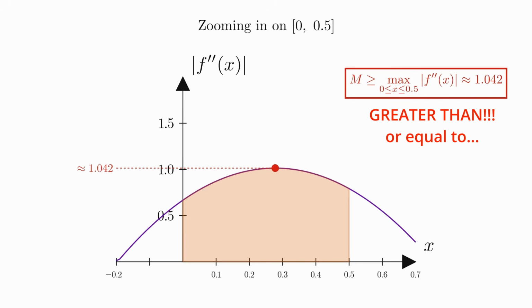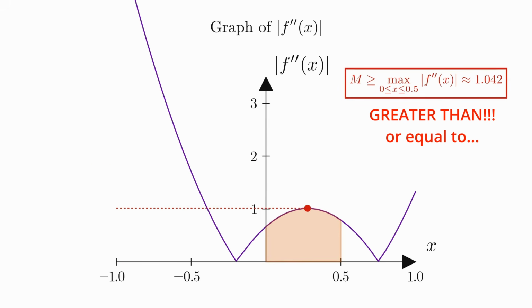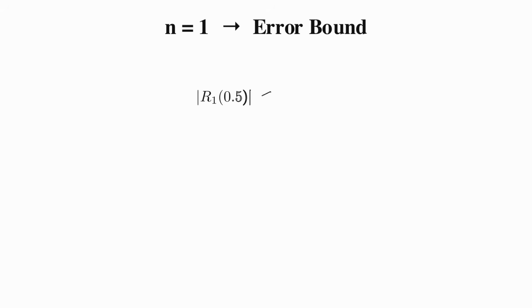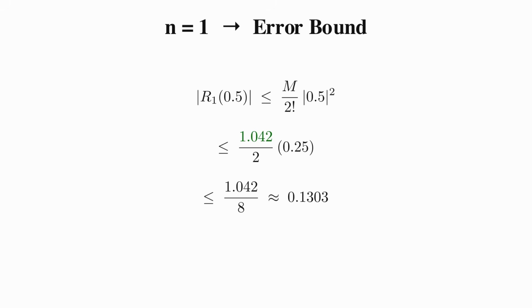So if we go back and look at our formula again, we're going to substitute that value in and see what it simplifies to. So we plug that in and we simplify. This would be calculator. So we get that our error is less than about 1.303.